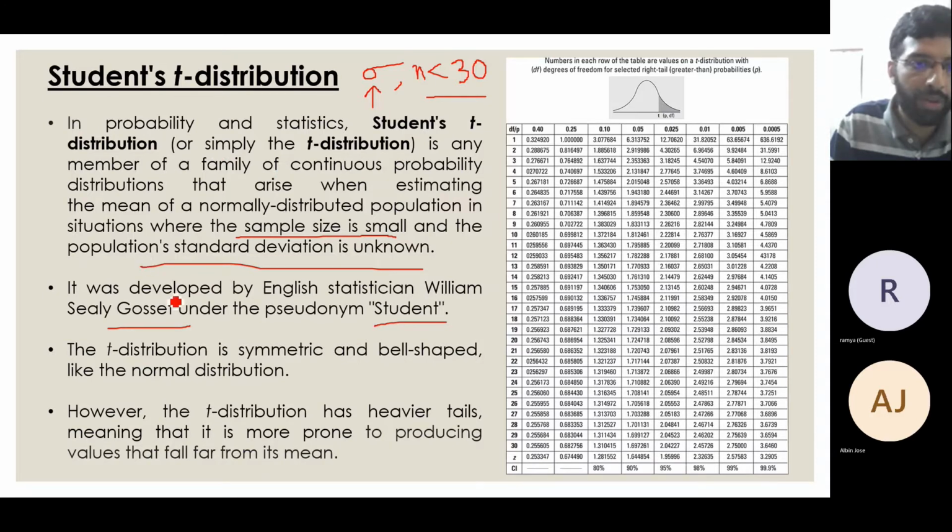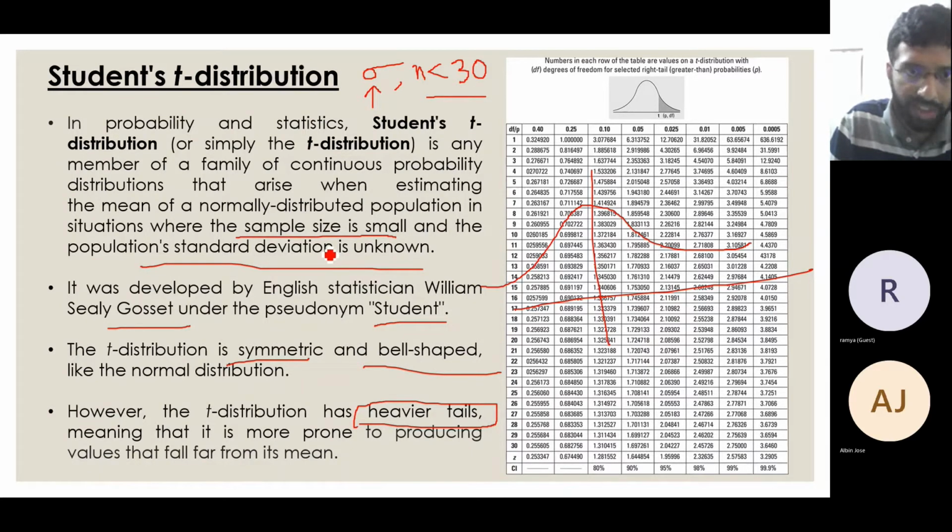It is similar to our normal distribution in that it is symmetric as well as bell-shaped. But the difference from the normal distribution is that it has heavier tails. That means if you consider this as my normal distribution, and this as the t distribution, its tails will be heavier. That is, it will have more points in the tails compared to a normal distribution. So the probability that there are values away from the mean is higher in the t distribution compared to the normal distribution.